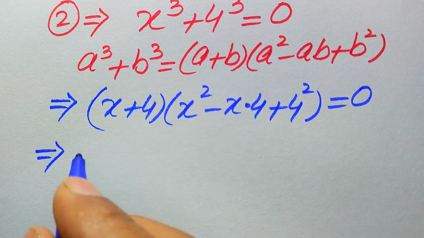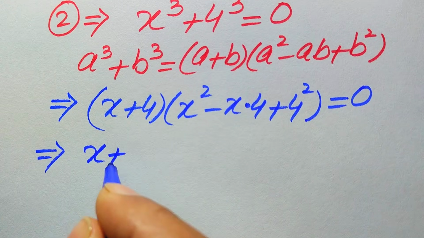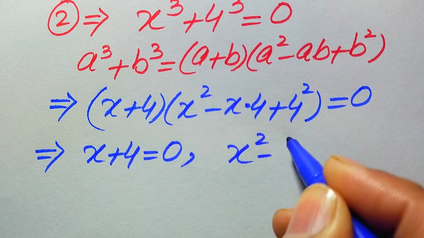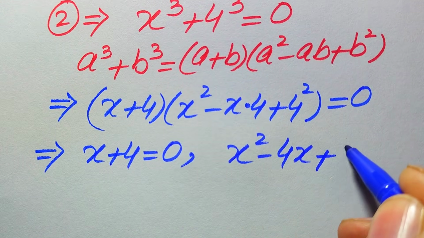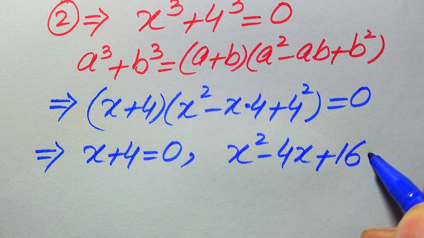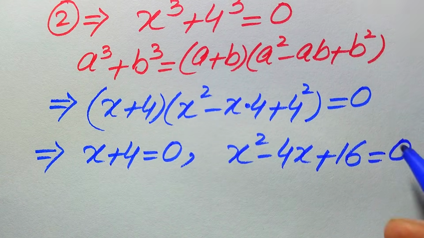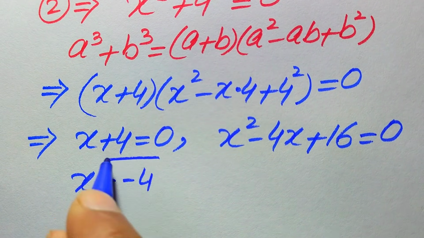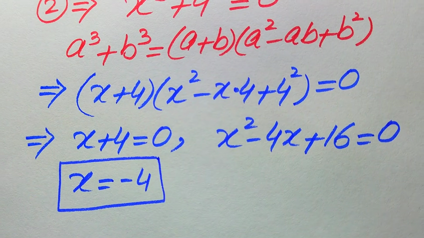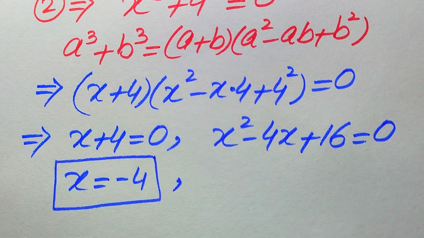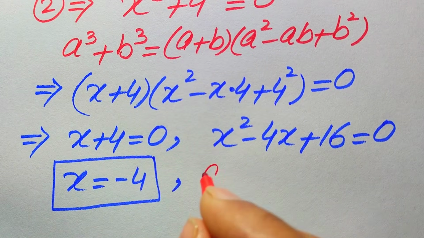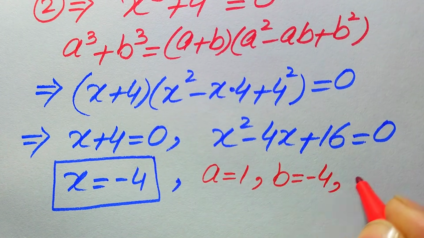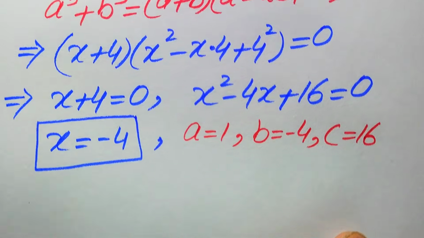And now in the next step we divide this equation into the two cases. The first case is we write x plus 4 equals to 0, and the second case is we write x square minus 4x plus this 4 square is 16, 4 square becomes 16, and this whole equation is equals to 0. From here we easily get the value of x is equals to minus 4. So this is the first root of the given equation, and here we again use the quadratic formula. So we write the coefficients of this equation. These are a equals to 1, b equals to minus 4, and c equals to 16.